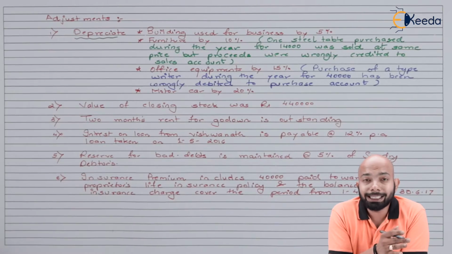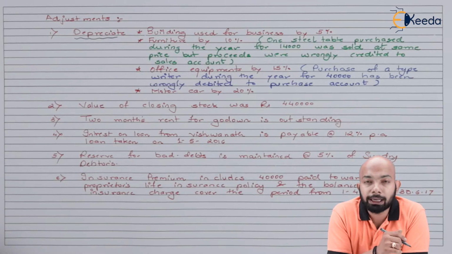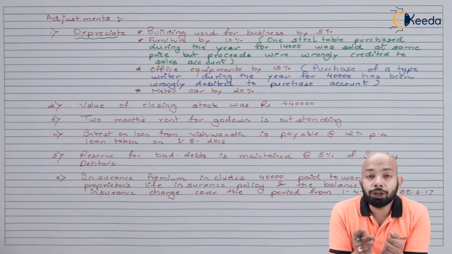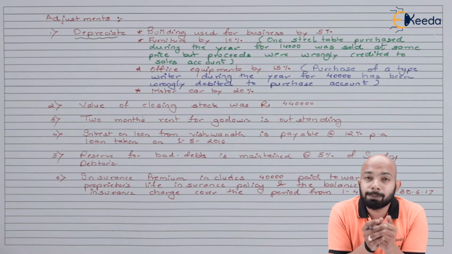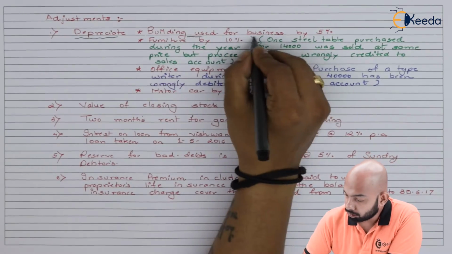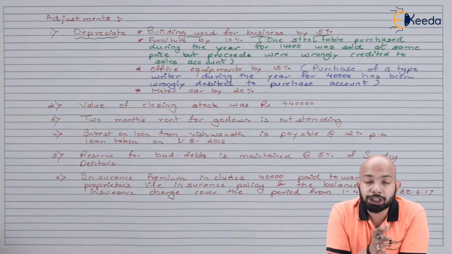Now, when it comes to depreciation, they want us to depreciate the building by 5% here. Now they want us to depreciate the building which is being used for office premises by 5%, which has been mentioned here. They also want us to depreciate furniture by 10%.